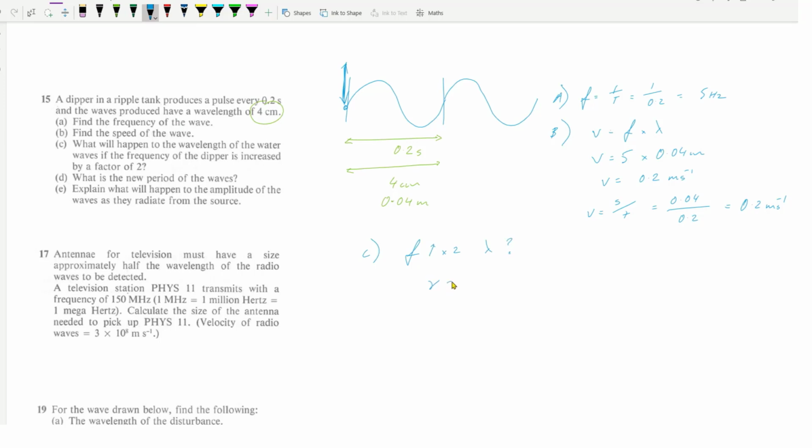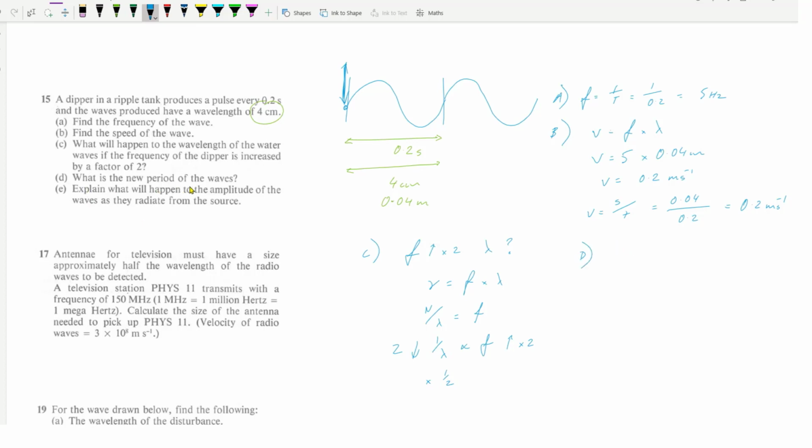So velocity is equal to frequency times the wavelength. Velocity divided by wavelength is equal to the frequency. So the inverse of the wavelength is proportional to the frequency. So if the frequency doubles, then the wavelength is going to do the inverse. So the wavelength is going to decrease by a factor of 2, which is technically, it's going to be halved.